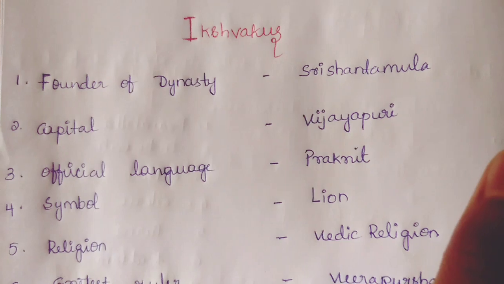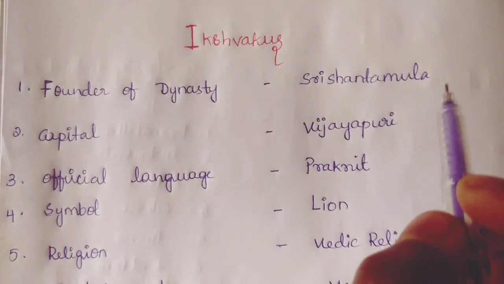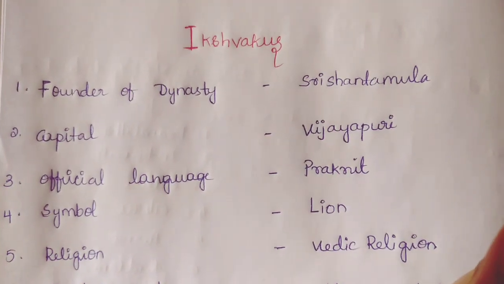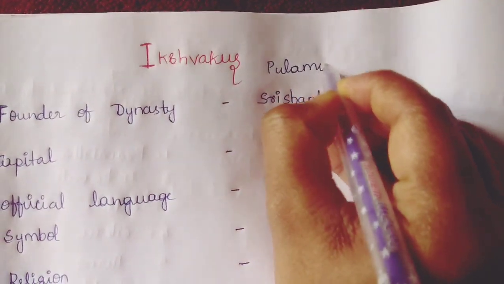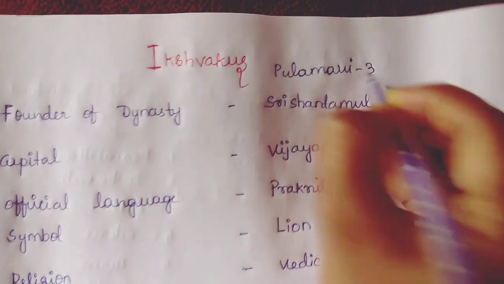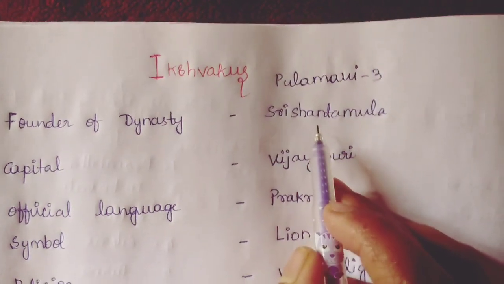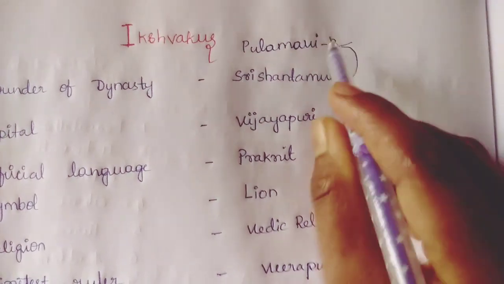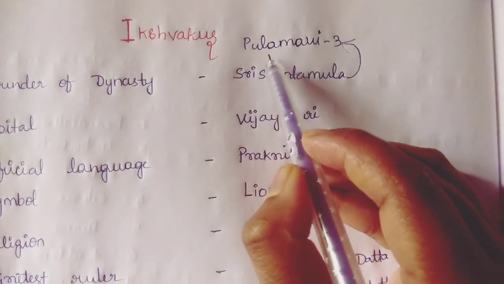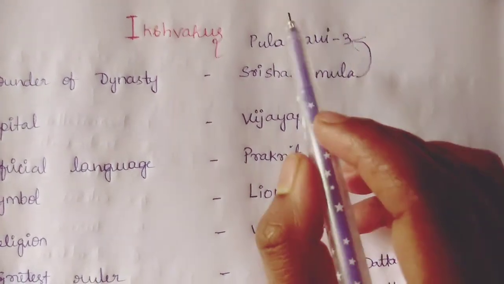As we all know, according to the Maikaduni inscription of the Satavahanas, the commander of Pulamavi III, Sri Shantamula, defeated him. After this, Pulamavi III fled away to Bellary. We all know this story from the Shatavahana dynasty.